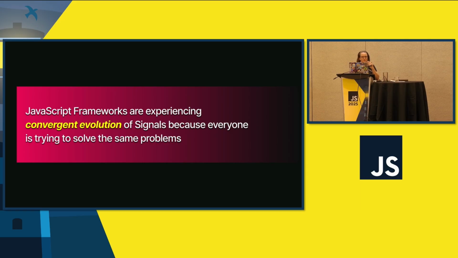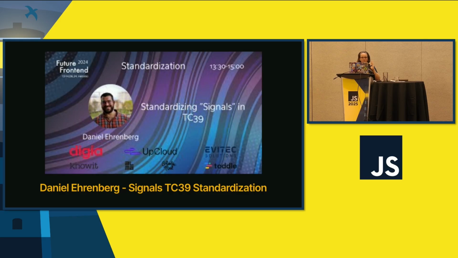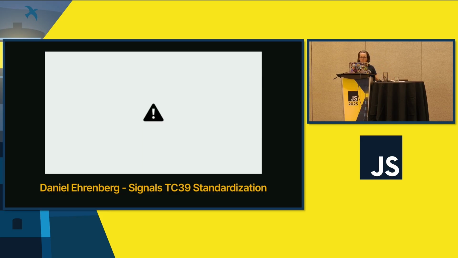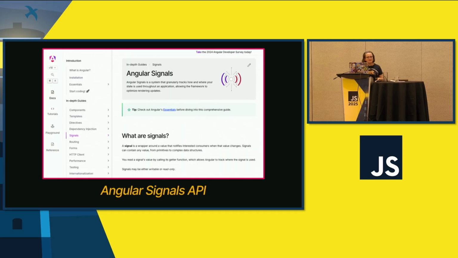But what was happening in JavaScript was that all the JavaScript frameworks exist in the same ecosystem, right? They all run on browsers. They all have the same problems that they're trying to solve. So they experienced a convergent evolution of signals because everyone was trying to solve the same problems at the same time. So this is another video link to Daniel Ehrenberg's talk about the signals TC39 standardization. This is a really great talk, and he goes really in depth about why it's needed and what they were thinking when they did it. I swear that link is there.